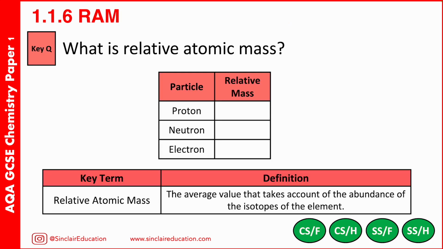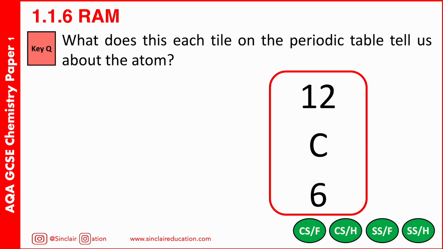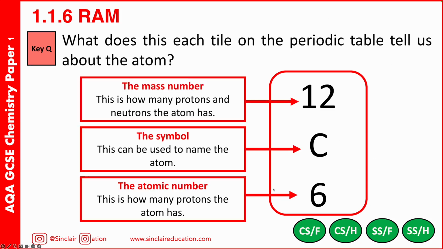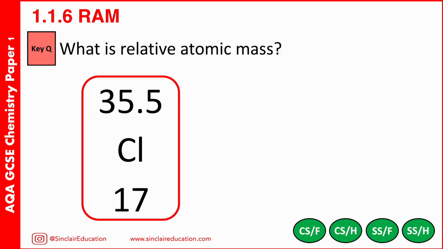So relative atomic mass is the average mass that takes into account the abundance of all of these isotopes. Protons and neutrons both have a mass of 1. And so if we look, here we've got carbon with a mass number of 12. If carbon has an atomic number of 6 and a mass of 12, that must mean it has 6 protons and must also have 6 neutrons to give it a total mass of 12.